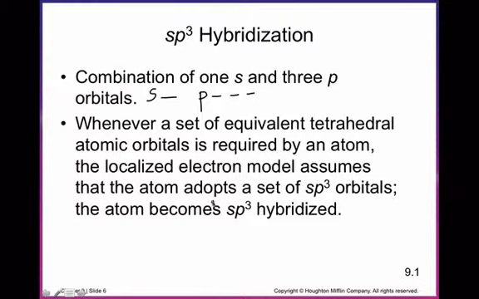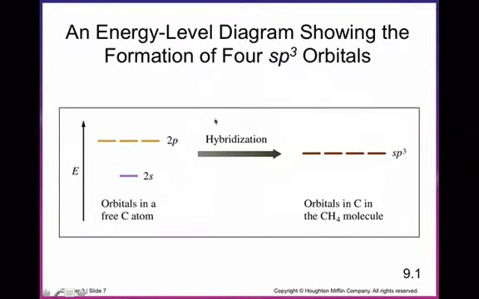So anytime that we need a tetrahedral, we need 4 bonds, it's going to take 1 of the s orbitals and it's going to take 3 of the p orbitals, put them together, and that's how you're going to get your 4 equivalent hybridized orbitals for bonding. The example that they show you here, this picture, shows the 2s and the 2p.